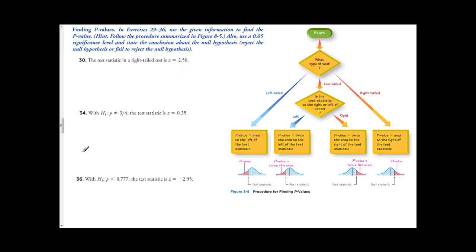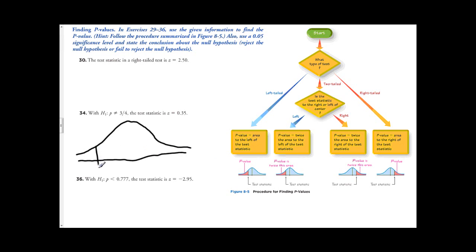All right, so now we're going to look at number 34. For number 34, let's see, it says the alternative hypothesis is not equal, which tells me that I have a two-tailed test. All right, a two-tailed test because we have not equal.